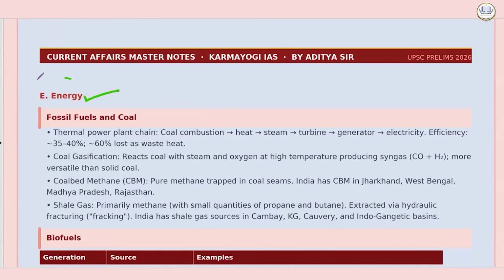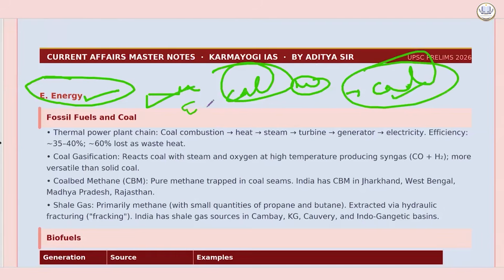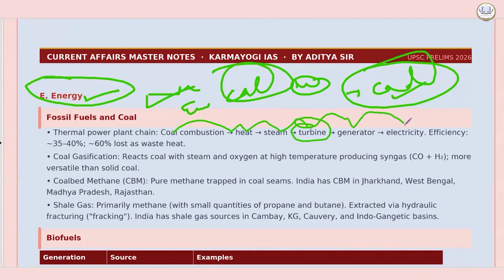Now let's see about energy. The energy sector is also important for your prelims examination. Traditionally, our maximum electricity comes from thermal power plants, and they heavily rely on fuel such as coal. Coal-based thermal power plants are the majority in India's energy landscape. Coal combustion leads to heat, heat leads to steam, steam gives the power for the turbine to rotate, and then it goes to a generator which generates electricity.